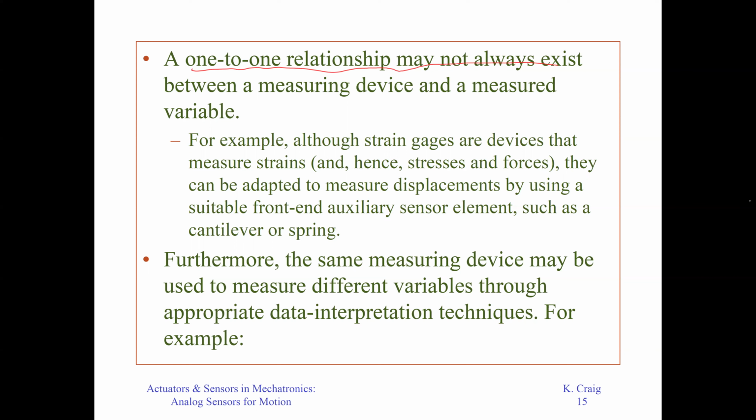A one-to-one relationship may not always exist between a measuring device and the measured variables. If you want to measure something, you may not find a real sensor to directly measure it. Let me give an example: strain gauges. You measure strain, and then stress or force. We can use a strain gauge to measure displacement, using a suitable front-end auxiliary sensor element such as a cantilever or spring. Some measuring mechanisms use the same idea, measuring indirectly.